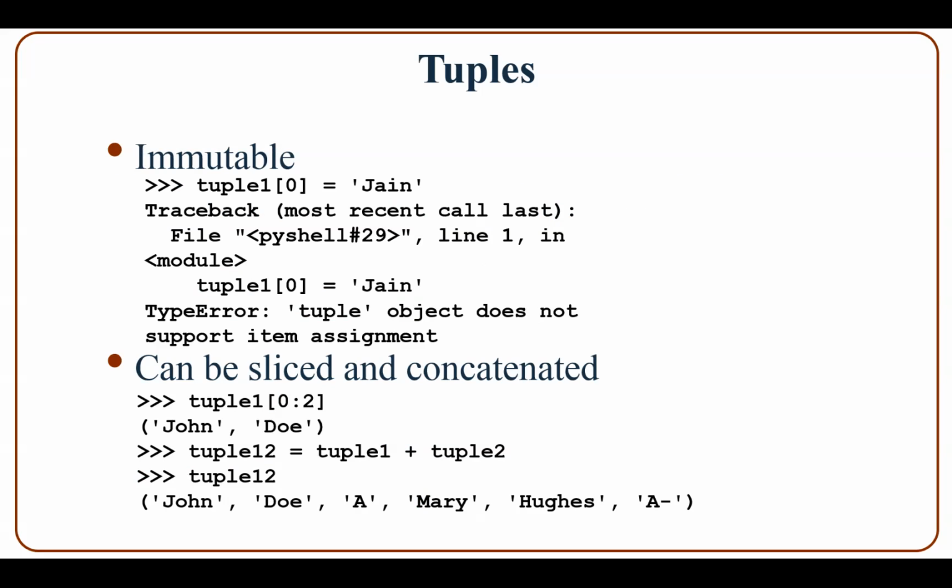Tuples cannot be modified, so if you try to modify it, it gives you an error here. Tuples can be sliced and concatenated. So if you want to use the colon operator for slicing, you can do that. You can concatenate tuples together, right? So tuple 1 and tuple 2 make tuple 1, 2, right?